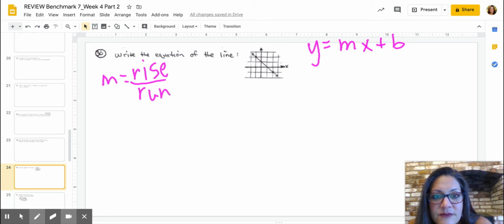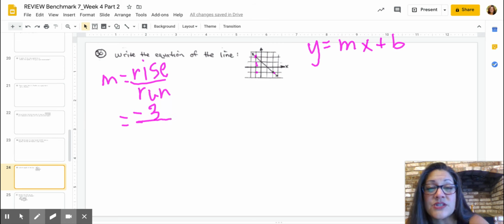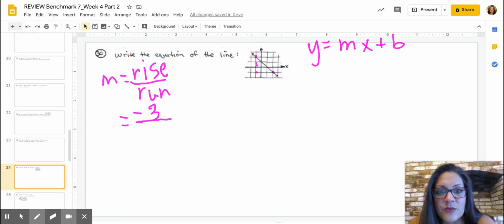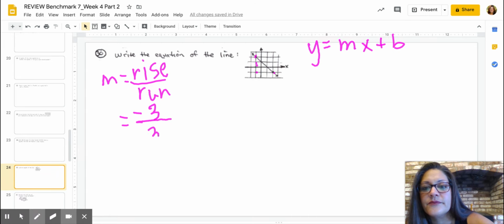So let's see, if we were to go from this point to this point, first of all, our rise actually goes down 3. 1, 2, 3. So it goes down 3. It's represented by the negative. Lets me know it's going downhill, which it is because we read from left to right. And then we are going to run 1, 2, 3. We run 3, which means we have a slope of -1.